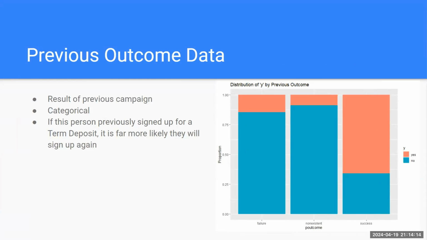Here, we're looking at the previous outcomes. This slide provides an insight into the impact of past marketing campaigns on current term deposit subscriptions. This suggests that individuals who previously signed up for a term deposit following a campaign are more likely to do so again. It indicates a significant relationship between past positive responses and the current subscription likelihood.